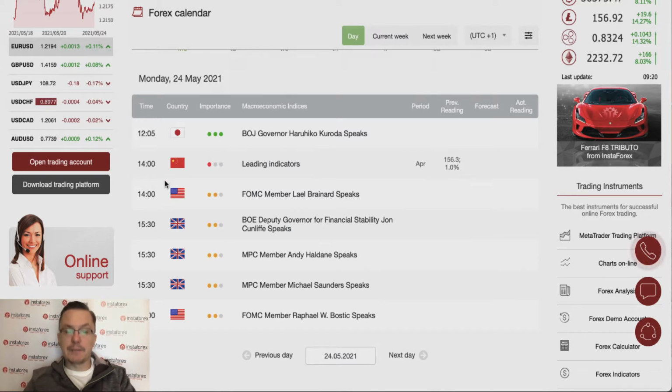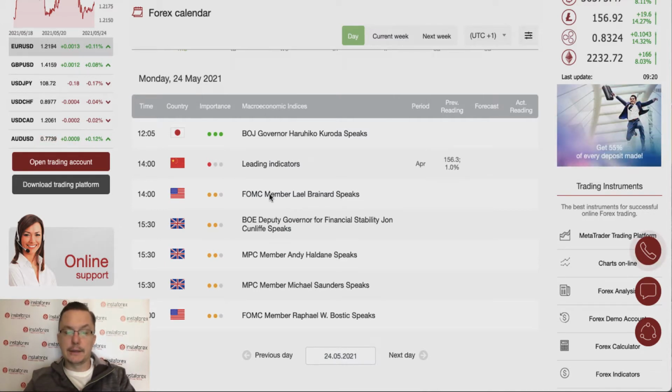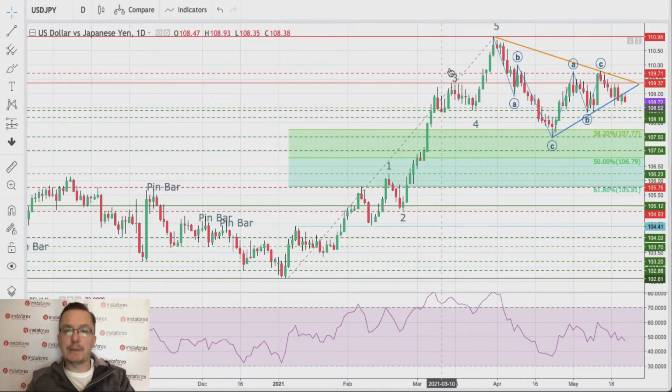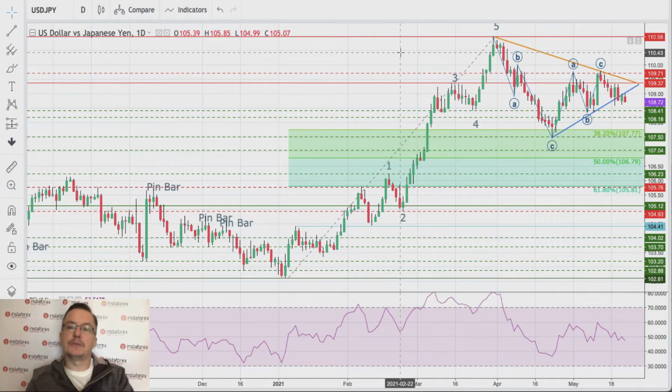New York session we have plenty of speeches for today from the various FOMC members and Bank of England MPC members as well. So plenty of speeches, no data for today. So let's do a review of some Forex pairs. First pair I would like to review is US dollar to Japanese yen.